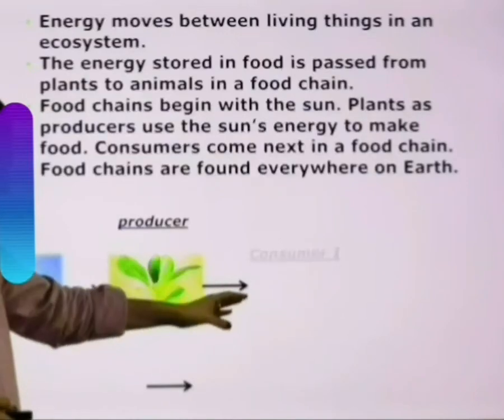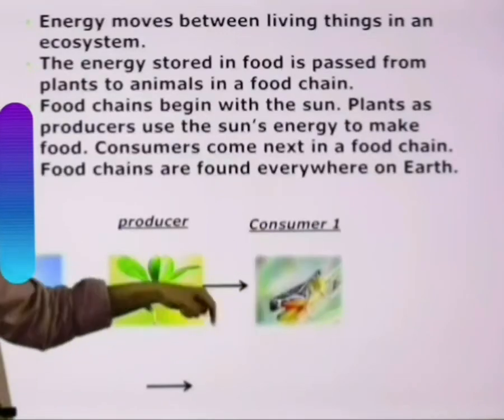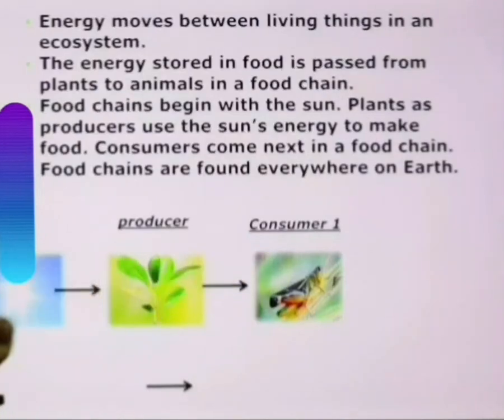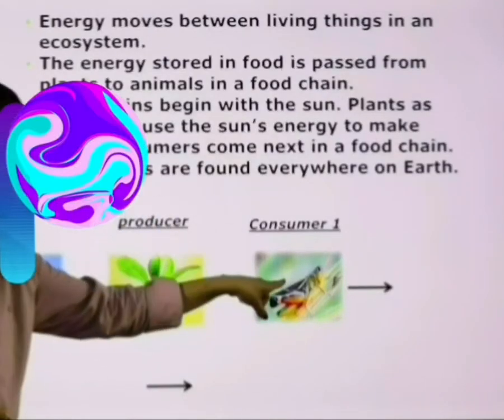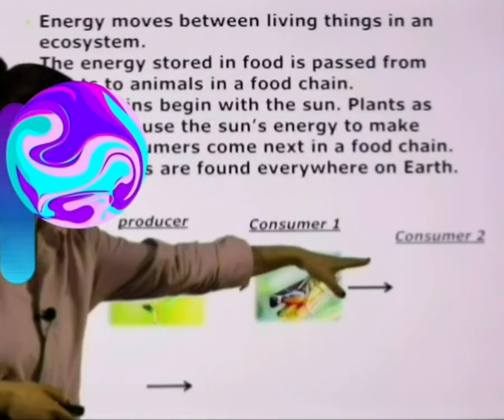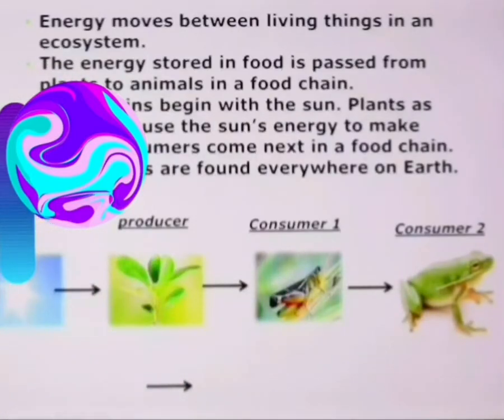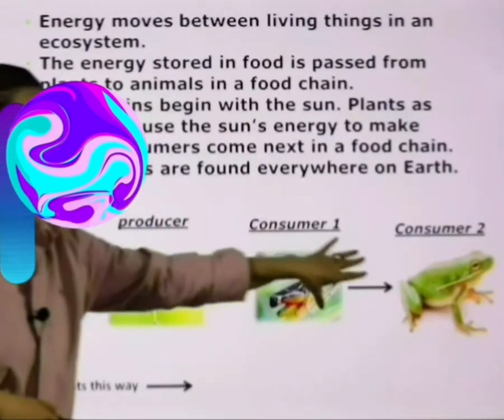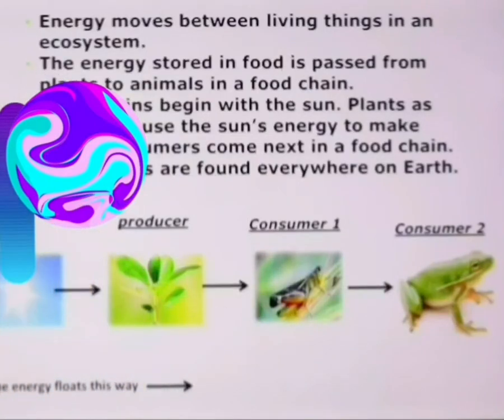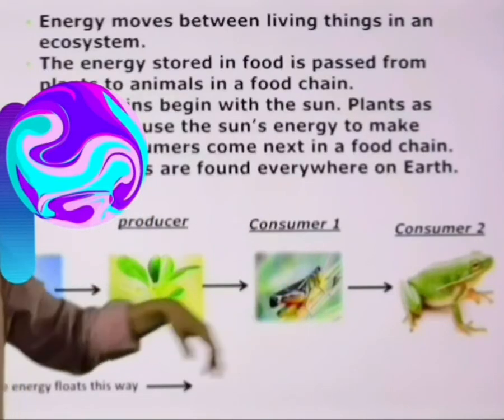The energy is going to the consumer one, the eater one, the grasshopper. Then the energy in the grasshopper is going to the consumer, the frog. So the energy started all the way from here to the frog. This is one example of food chains. So the energy flows this way. The arrows mean that the energy is going from this to this to this to this.